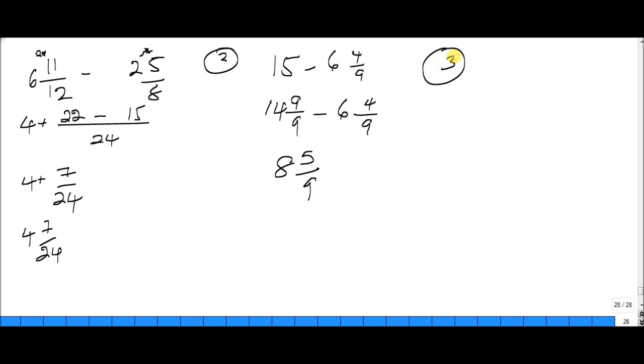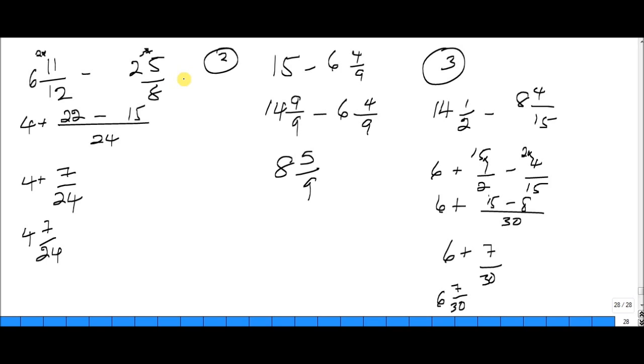Let's look at number 3. And number 3 says 14 and a half minus 8 and 4 fifteenths. Our LCM here would be 30. We would say 8 from 14 leaving us with 6. We say 2 into 30 goes 15 times 1. This is how we'd get the 15 here. And 15 into 30 would go 2 times, and 2 times the numerator 4 would give us 8. That's how we get 8 there. So we say 8 from 15 would give us 7 over 30 plus our whole number, which is 6. So our answer would be 6 and 7 30ths.